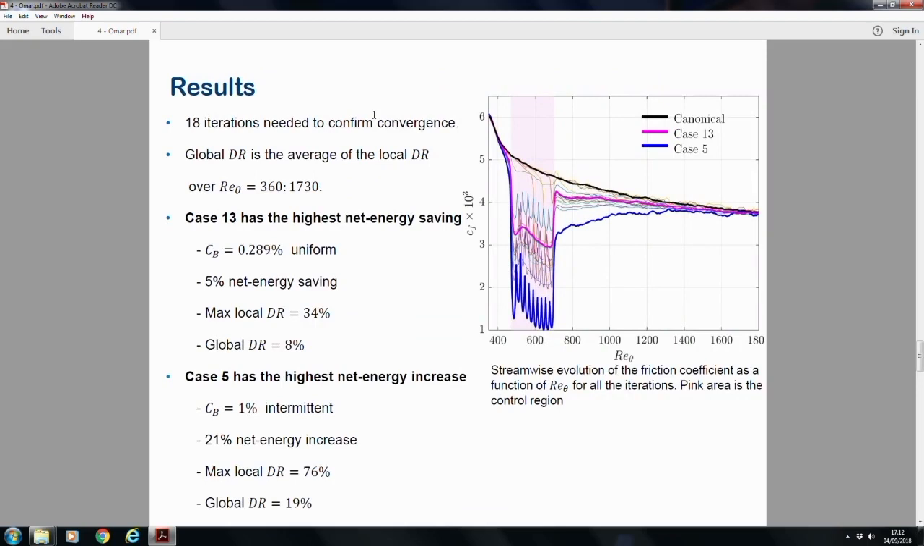And for case number 5, we achieved the highest drag reduction, around 76%, and the global drag of 19%, with a blowing coefficient around 1% of the free stream velocity. But we increased the net energy by 21%. We have the friction coefficient as a function of Reynolds number. We can see here in the blowing region, the friction coefficient suddenly drops. And for case number 5, the blue line, it fluctuates here due to the intermittency of the blowing. And far downstream, we have the drag still low, and it converges slowly to the canonical case.